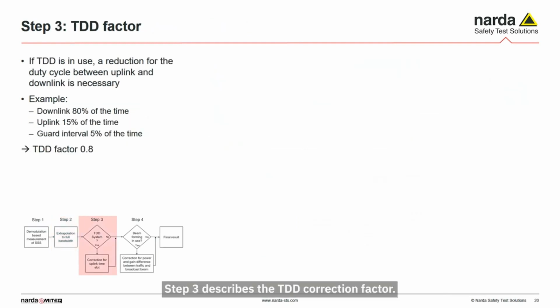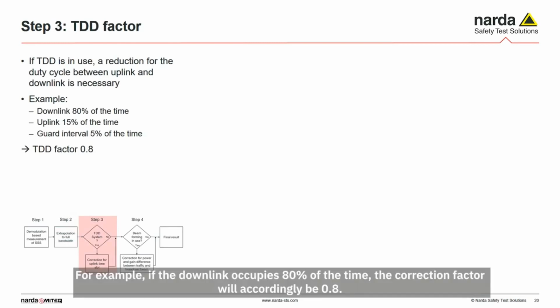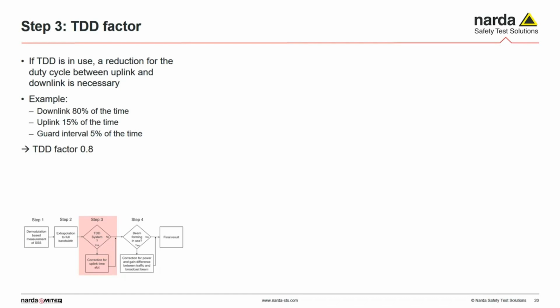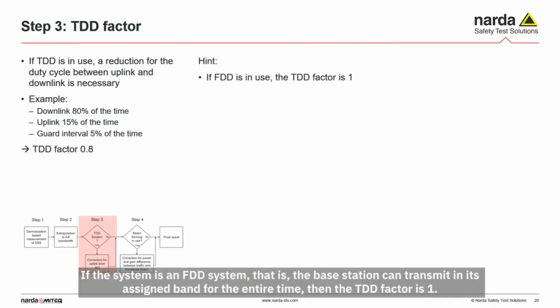Step 3 describes the TDD correction factor. For example, if the downlink occupies 80% of the time, the correction factor will accordingly be 0.8. For the remaining time, the cell phone users have the right to transmit, or it is occupied by a guard interval, for example. If the system is an FDD system, that is, the base station can transmit in its assigned band for the entire time, then the TDD factor is 1.